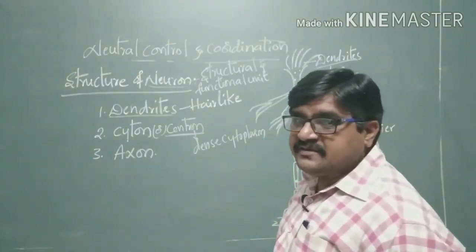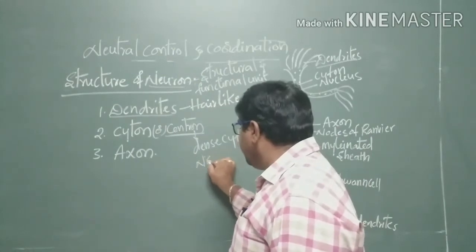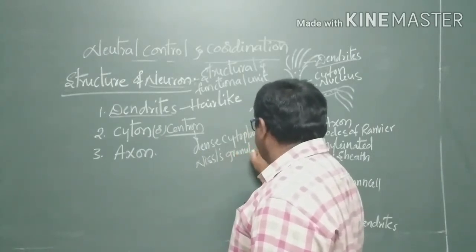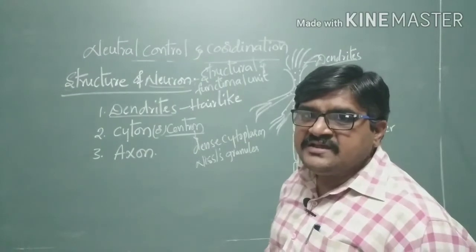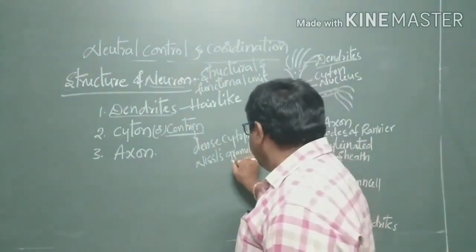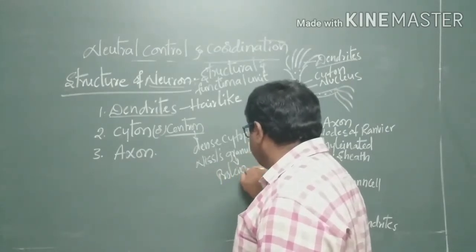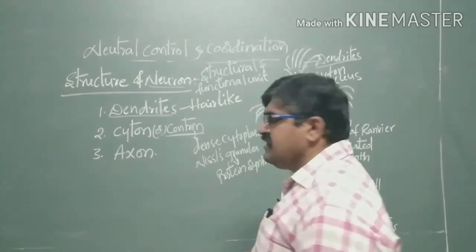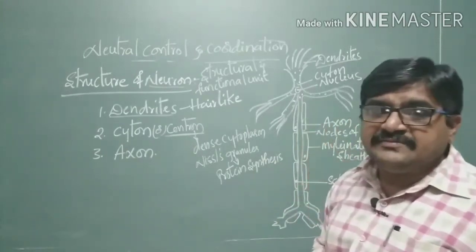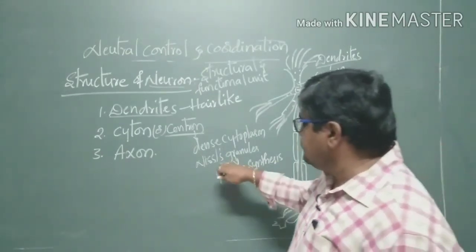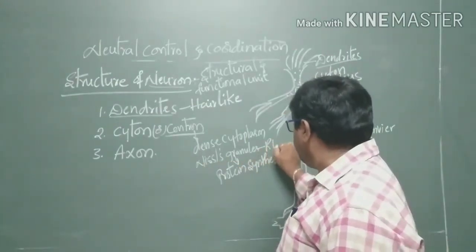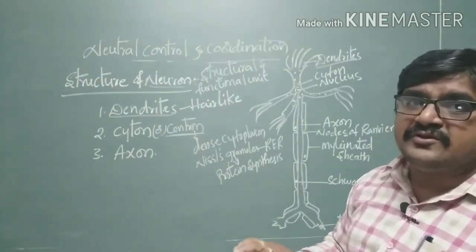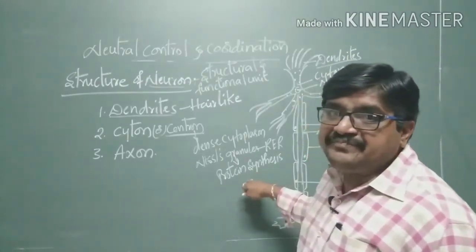Along with the dense cytoplasm, it consists of Nissl's granules. These Nissl's granules are mainly meant for protein synthesis. These Nissl's granules consist of rough endoplasmic reticulum, and this rough endoplasmic reticulum is meant for protein synthesis.